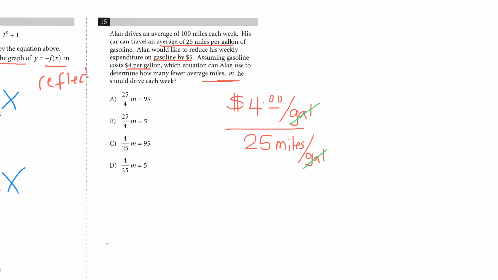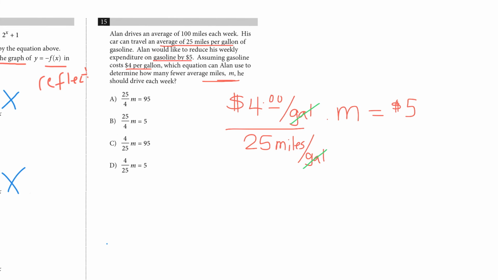And he would like to reduce this to what? He would also like to reduce this to $5. So how many miles? So what's M? So if we multiply this times M, then that will equal $5.